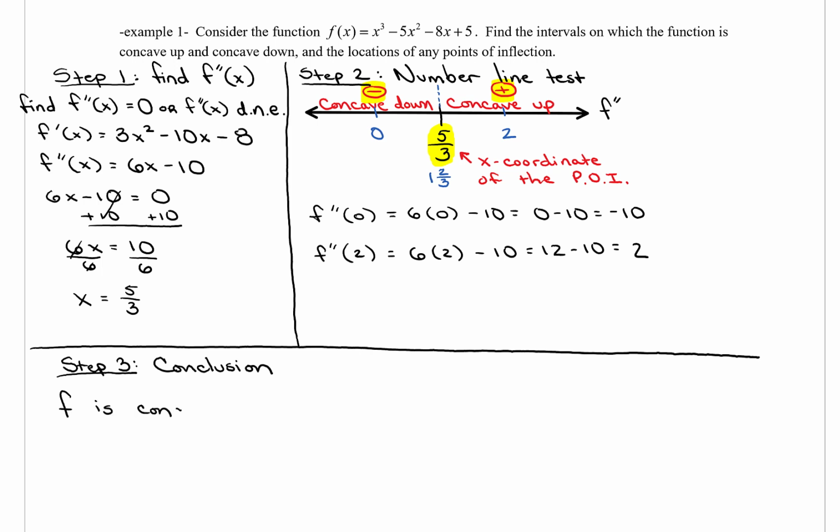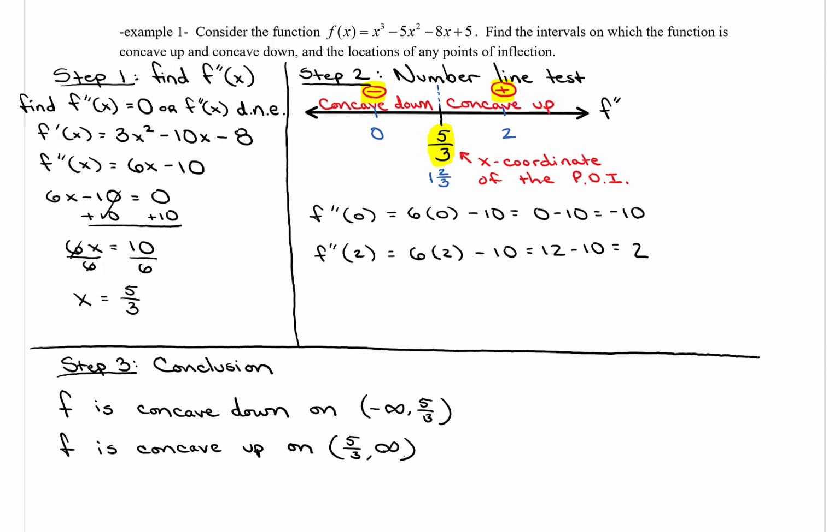Step 3 is going to be my conclusion. I'm going to write down f is concave down on the open interval from negative infinity to 5/3, and f is concave up on the open interval from 5/3 to infinity. And I'm going to write down there is a point of inflection at x equal to 5/3, and the location of that point is going to be at 5/3, comma, question mark. I don't know what the y coordinate of my point of inflection is, so I'm going to find it.